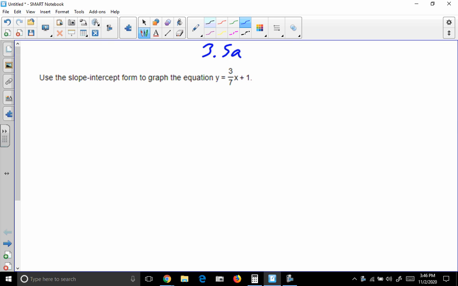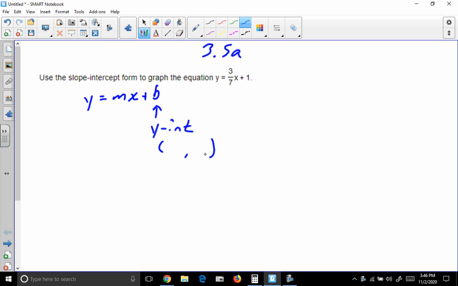All right, let's work through a few homework problems. So here we're given the equation of a line in slope-intercept form. So remember that slope-intercept form is y equals mx plus b, where b tells us the y-intercept, and it's not the entire y-intercept, it's the y-coordinate of the y-intercept.